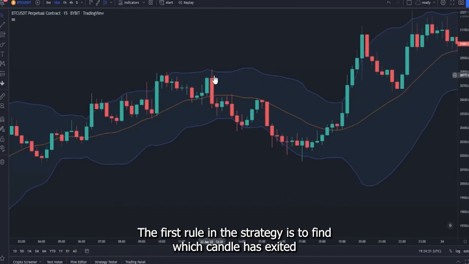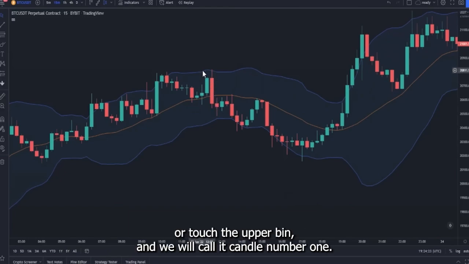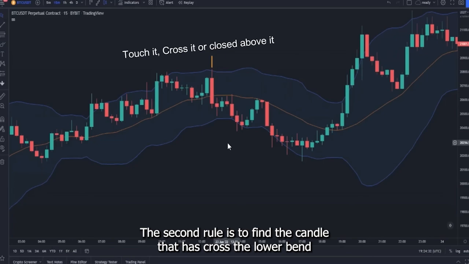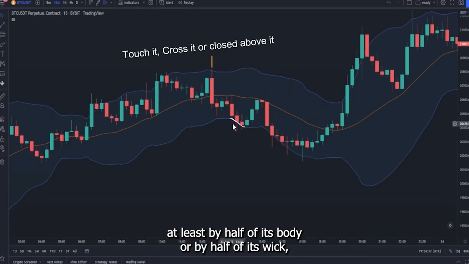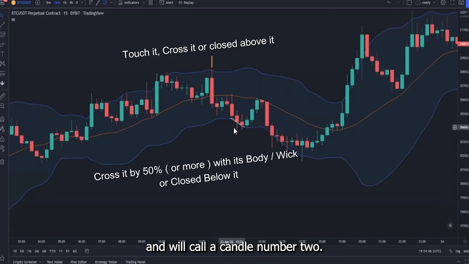The first rule in the strategy is to find which candle has exited or touched the upper band, and we will call it candle number 1. The second rule is to find the candle that has crossed the lower band at least by half of its body or by half of its wick, and we'll call it candle number 2.